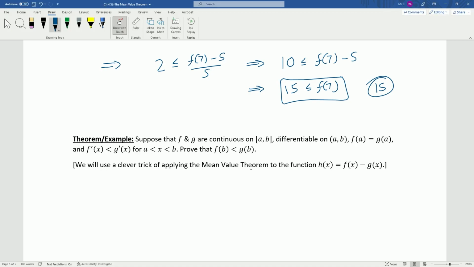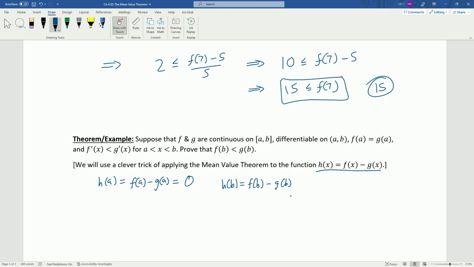So we're going to use a clever trick here. We're going to apply the mean value theorem to this function h of x equals f of x minus g of x. So the first thing is, let's see what we get on our endpoints for this function. So we get h of a. Well, what's h of a? It's f of a minus g of a. But f of a and g of a are equal, so when I subtract them, I get 0. And what's h of b? Well, that's just f of b minus g of b.